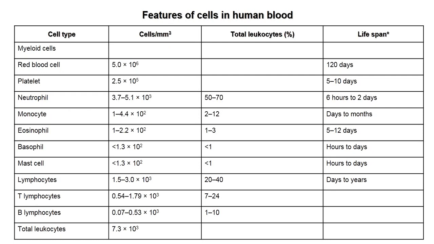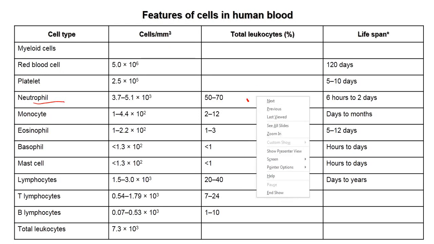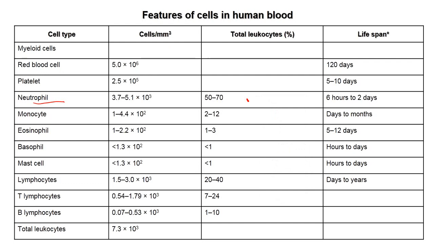Someone asks you an MCQ, which is the most abundant cell in the human blood? Your answer would be the neutrophil. Neutrophil will be most abundant. Most abundant is neutrophil, 50 to 70%. You talk about monocytes, 2 to 12%.